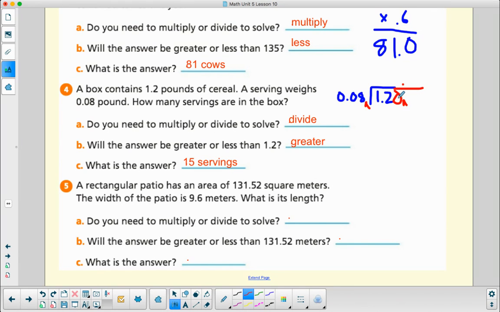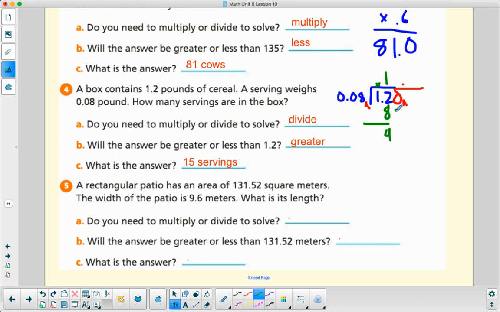So I now have 120 divided by 8. Let's go to a different color here. There aren't any 8s in 1, but there's 1 8 in 12. One group of 8 would be, I used 8 of them. And then 12 subtract 8 is 4.